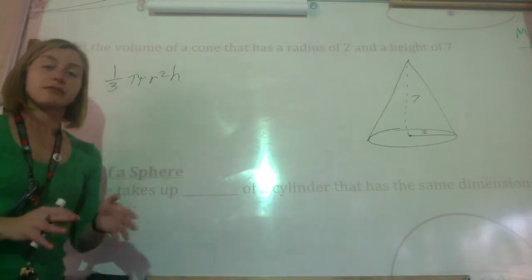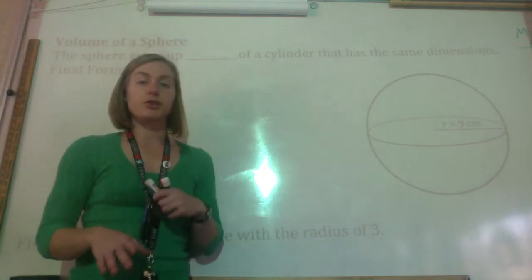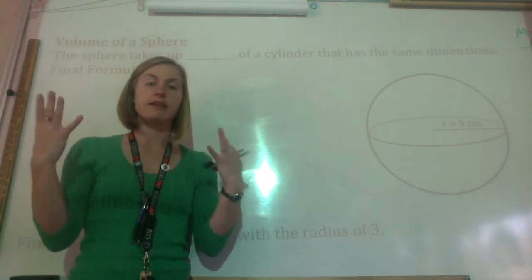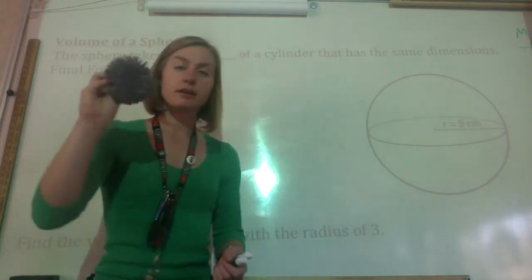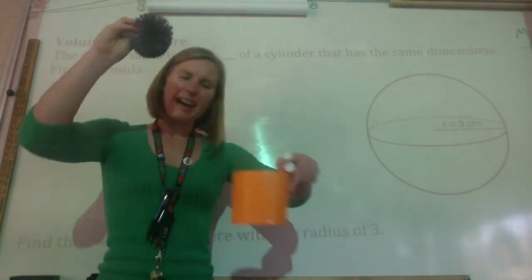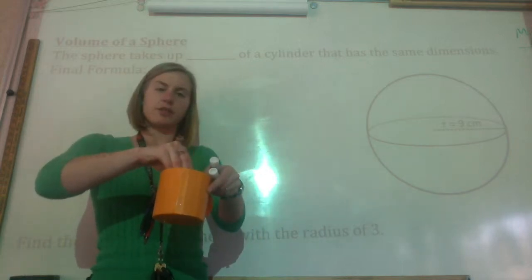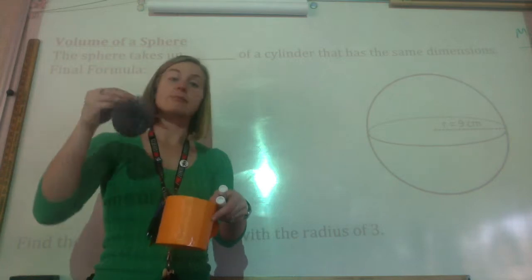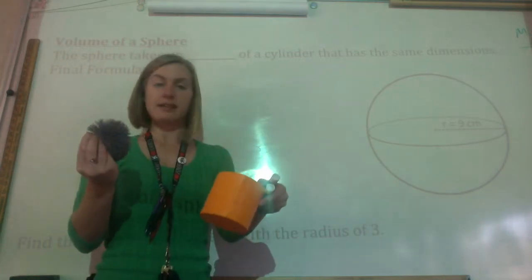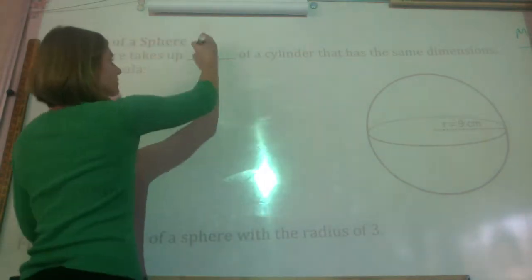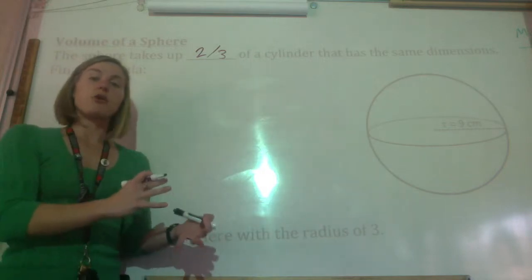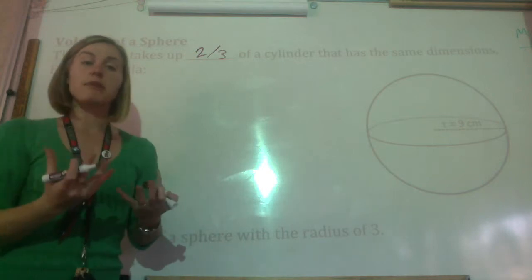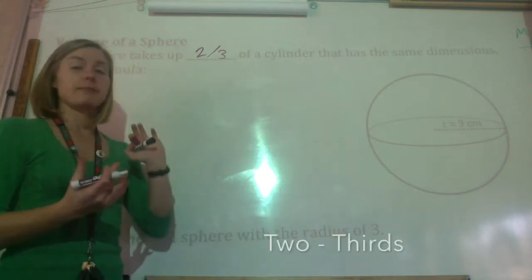So now let's look at spheres. Spheres are actually similar to cones in the fact that we can find their volume by thinking about the cylinder that fits around them. So if I have a sphere, I have to think about how much space of the cylinder it takes up. So in this case, a sphere actually takes up 2/3 of the cylinder that has the same dimensions. So just like with the cone, we essentially can find the volume of the sphere by finding the volume of the cylinder that fits around it and then just multiplying by 2/3.